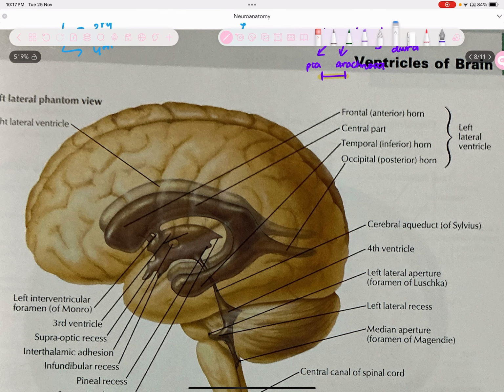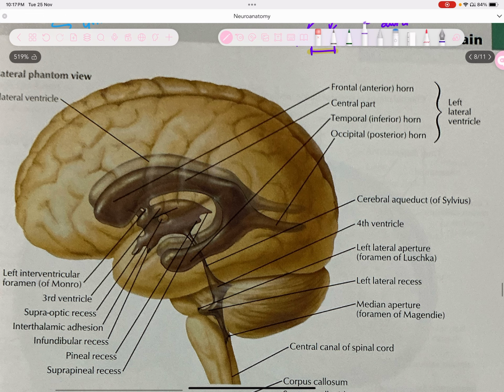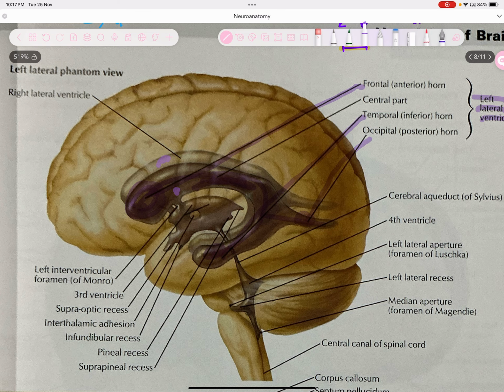So let's once again go over the anatomy. This entire thing is your lateral ventricle. This is the frontal anterior horn, right? This is the central part. Then this is the temporal inferior horn. This is the occipital posterior horn. So anterior, posterior, inferior, and body. So this is the lateral ventricle. This is the right lateral and this is the left lateral.